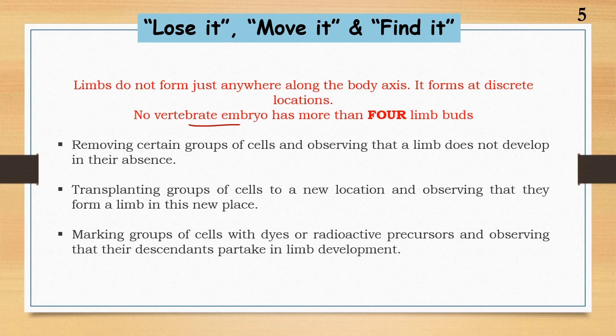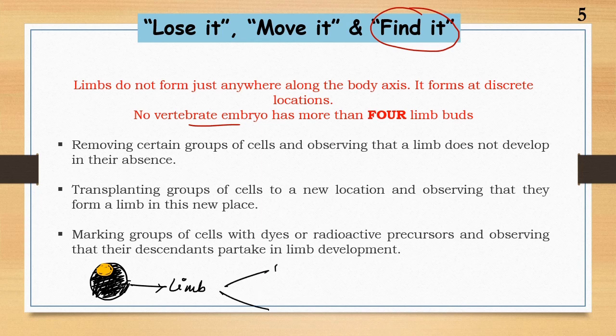Now the third type of experiment was marking a group of cells with dye or radioactive precursors and observing whether their descendants partake in limb development or not. So suppose this is a group of cells. What we do is, suppose this is a region of cells which is involved in limb development. We know that this is involved in limb development, but which particular area of cells, we don't know. So we radiolabel this particular region of cells and then we allow the limb to develop. Okay, now we analyze the cells of this limb.